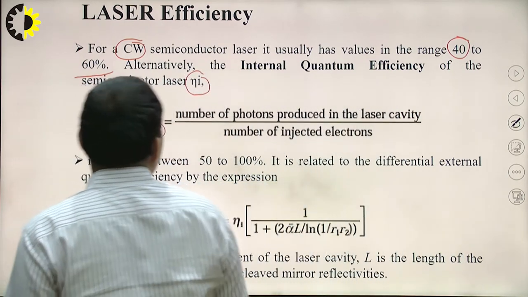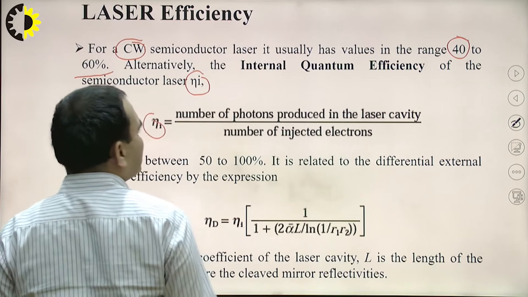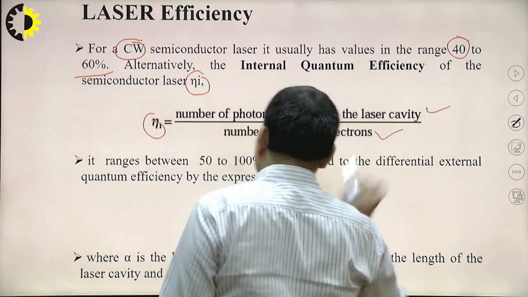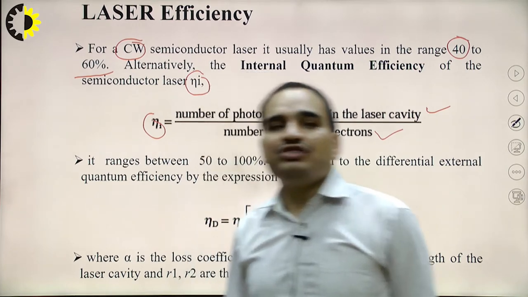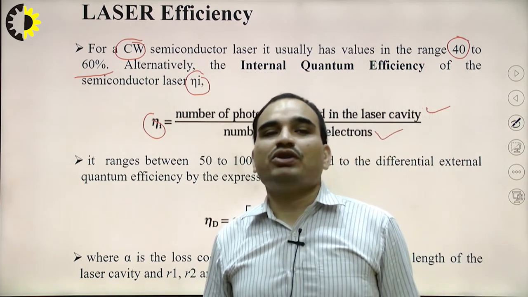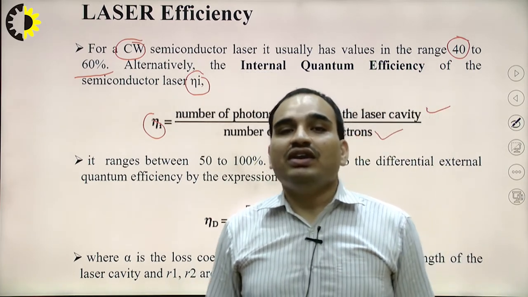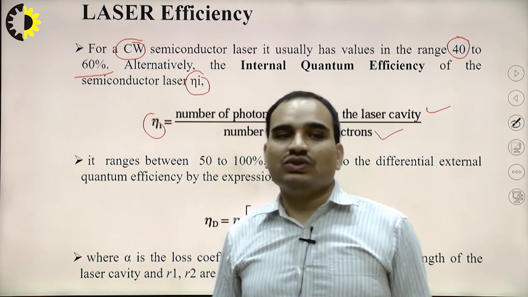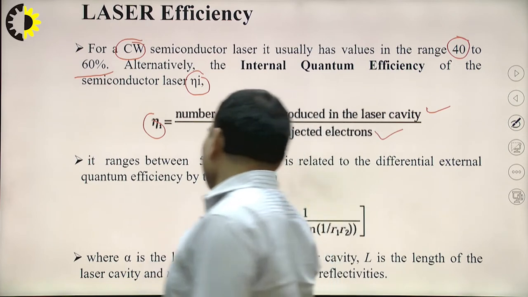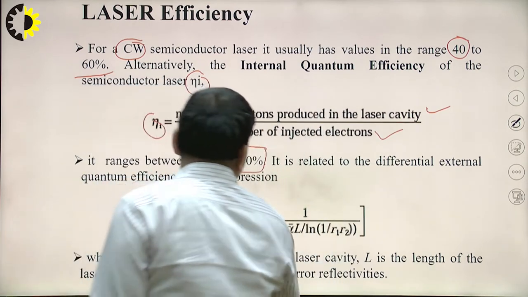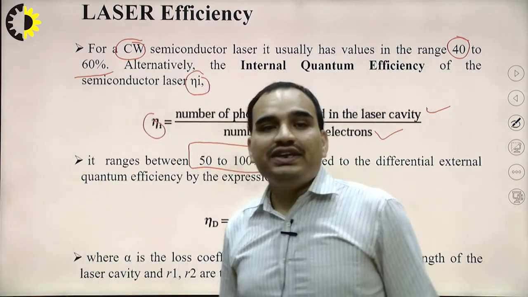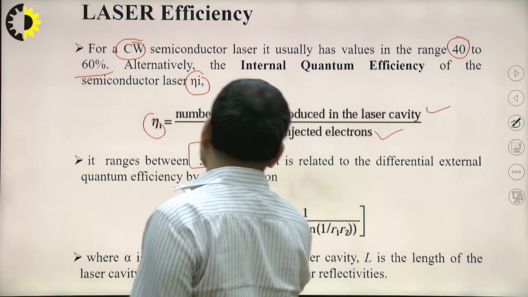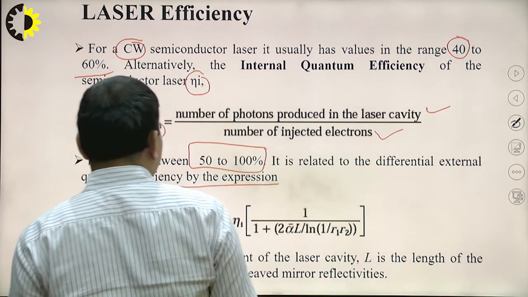Alternately, the internal quantum efficiency of the semiconductor laser, given by eta i, is equal to the number of photons produced in the laser cavity divided by the number of injected electrons. So the internal efficiency we can calculate as the number of photons produced in the laser cavity divided by the number of injected electrons. It ranges between 50 to 100%.